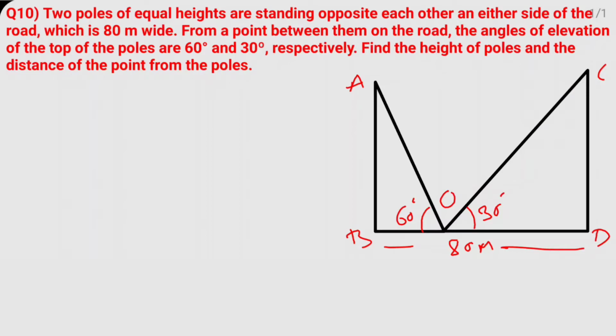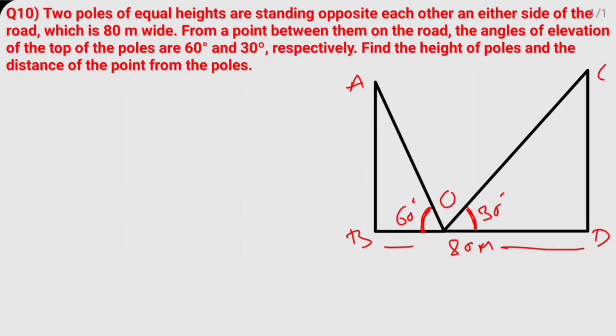So why I took this angle as 60 means when the observer is near to the object, that time the angle of elevation is greater. When the observer is away from the object, the angle of elevation decreases. When the observer moves towards the building, the angle of elevation increases. So that's why I took this side as 60 and this side as 30 degree. Is it clear?